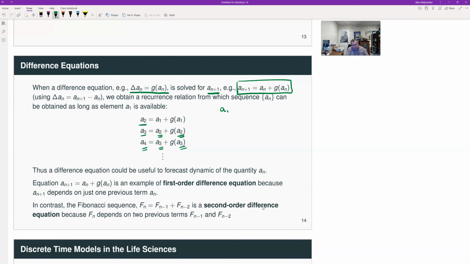Now, some language that we would like to know. The equation that we just considered is called the first order difference equation, with the meaning that it only depends on one previous term. So a n plus 1 depends only on a single previous term, a sub n. Now, the Fibonacci sequence that we looked at just a few seconds ago is a second order difference equation, because to compute the next term, we need two previous terms, f n minus 1 and f n minus 2.